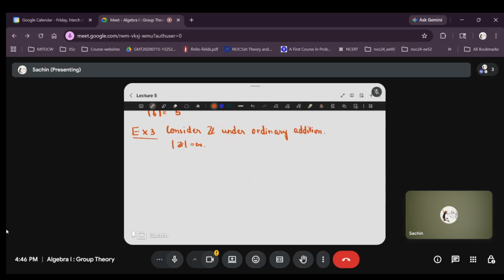Then, the order of zero, the order of the identity, is always one. So the order of zero is one. But for any integer not equal to zero, what will be the order?